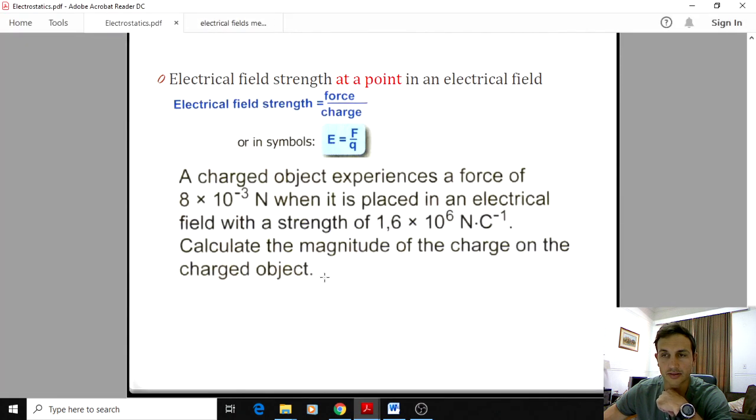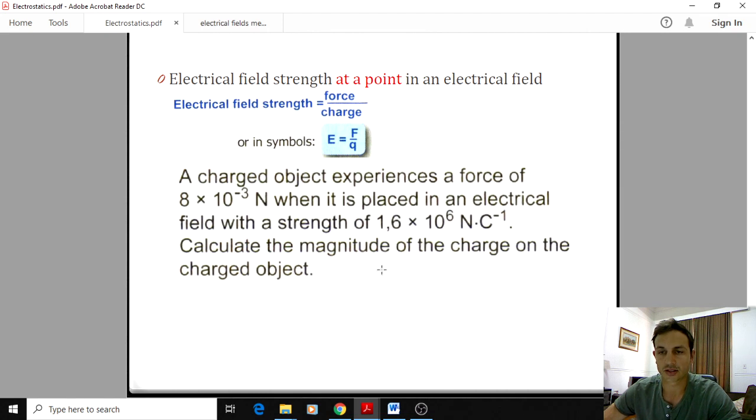Okay, and then coming back to this PDF document here, electric field strength at a point in the electric field. We've already looked at this formula, as I showed you previously, how we derived this other equation. This is actually just an example of the type of question we can get when we don't have to use the other formula, where we use this formula. A charged object experiences a force of 8 times 10 to the power negative 3 newtons when it's placed in an electric field with a strength of 1.6 times 10 to the power 6 newtons per coulomb. Calculate the magnitude of the charge on the charged object.